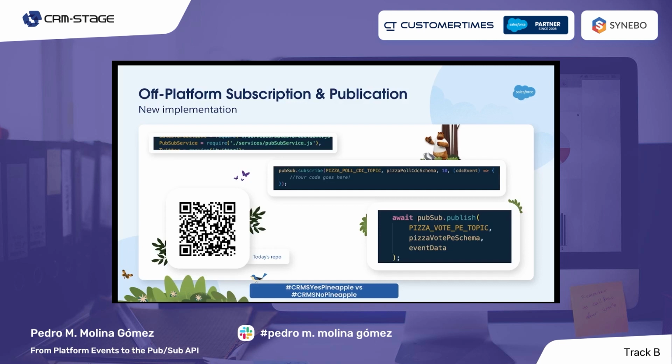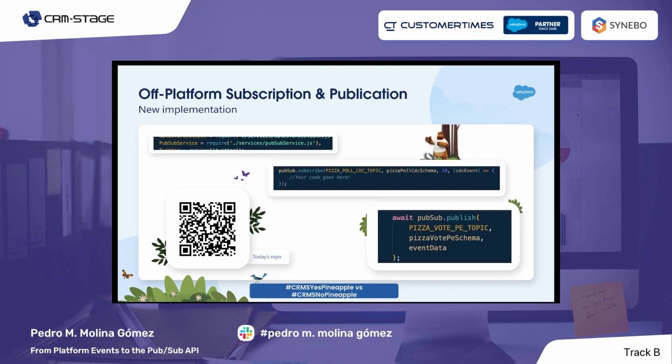And finally, we are subscribing to the change data capture. After we are subscribed to the change data capture topic, what we need to do is to use the right schema to understand the message we are receiving from Salesforce. Before, we had to use, as we said, a different combination of libraries. Now, again, we can do it all with the PubSub API.